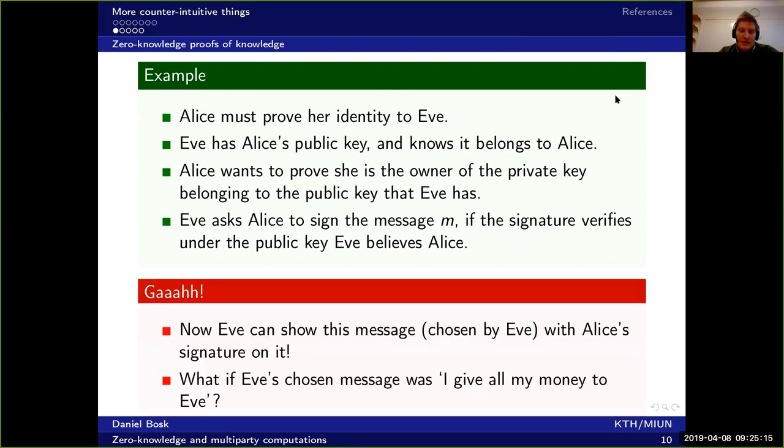Now the problem is here, Eve chooses the message, and this results in Alice's signature being on this message. So what if Eve chooses the message, "I will give all my money to Eve"? Well, then Alice must sign this to prove her identity, but then Eve has the message "I will give all my money to Eve", signed by Alice. So this is not good, because this can be abused.